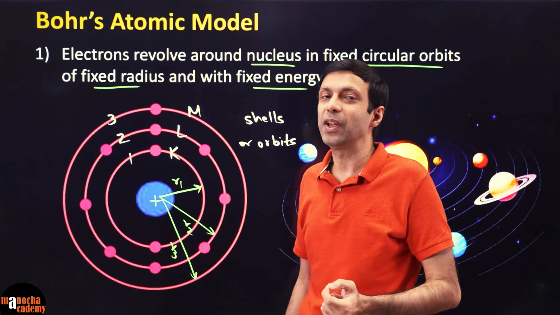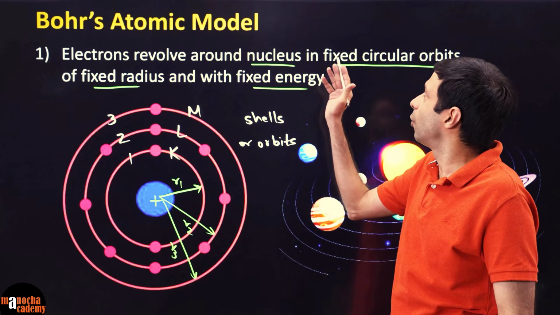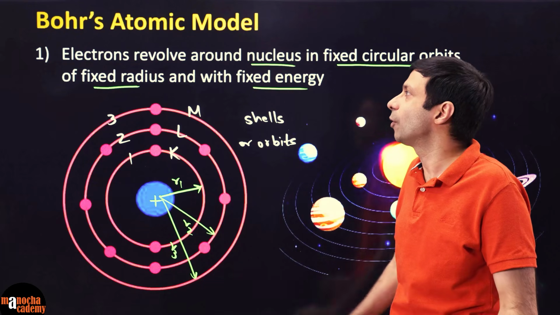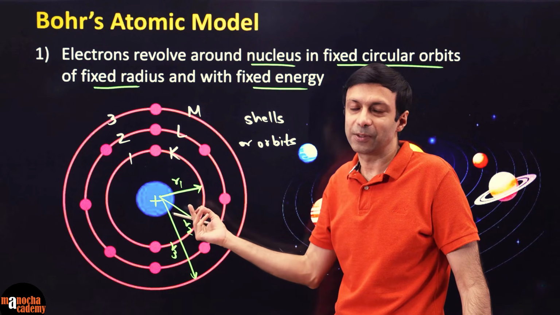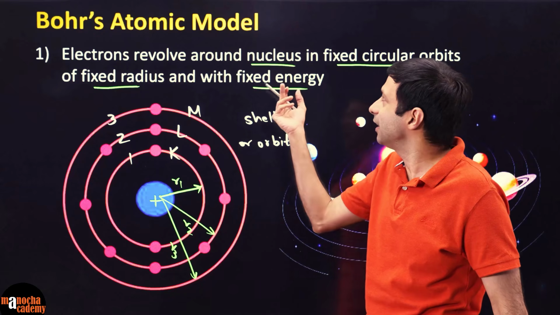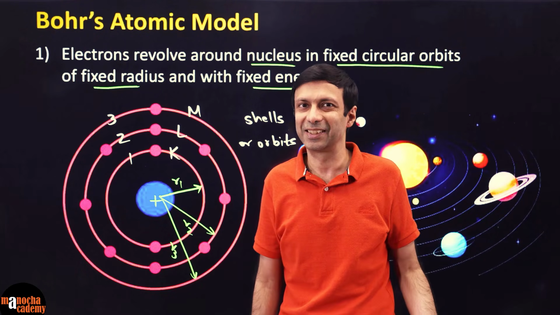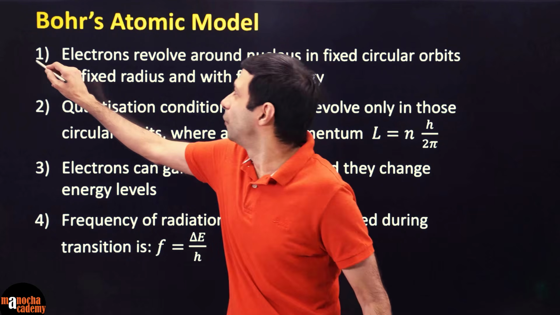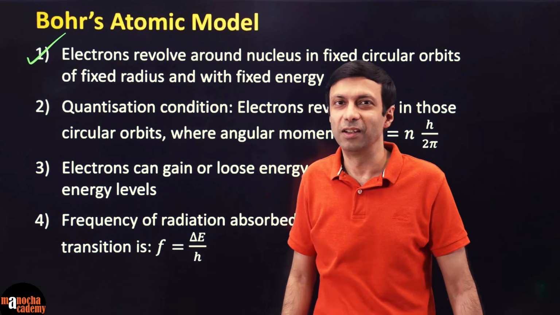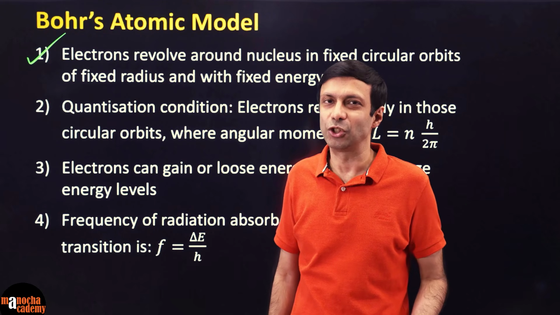Okay, so remember this very important point: electrons revolve around the nucleus in fixed circular orbits having a fixed radius. The radius is fixed and the energy of the electron in the orbit is also fixed. So we have discussed the first point of Bohr's atomic model. Now let's look at his second postulate.